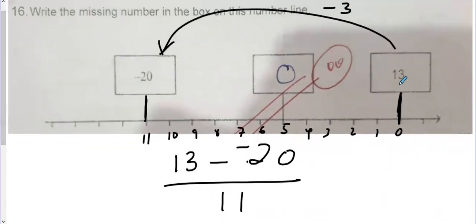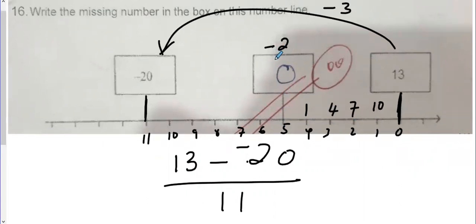Okay. So from 13 subtract 3, this will be 10. Subtract 3, this will be 7. Subtract 3, this will be 4. Subtract 3, this will be 1. Subtract 3, this will be -2. Okay, this will be -2. So the missing number here is -2.